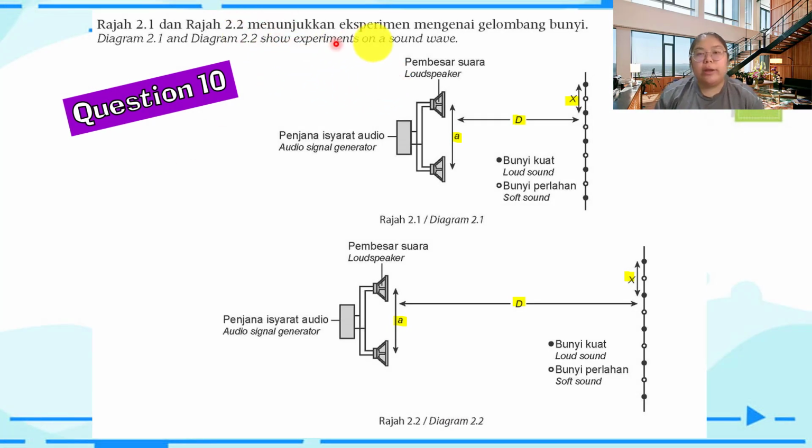Okay, now they have a wave, a sound wave. This one is interference. So we're going to compare what we highlight. A is the distance between the speakers. D, in diagram 2.2, is longer. A is constant. How about x? For the first diagram, x is smaller. The other one should be bigger. Now we're going to check the question.